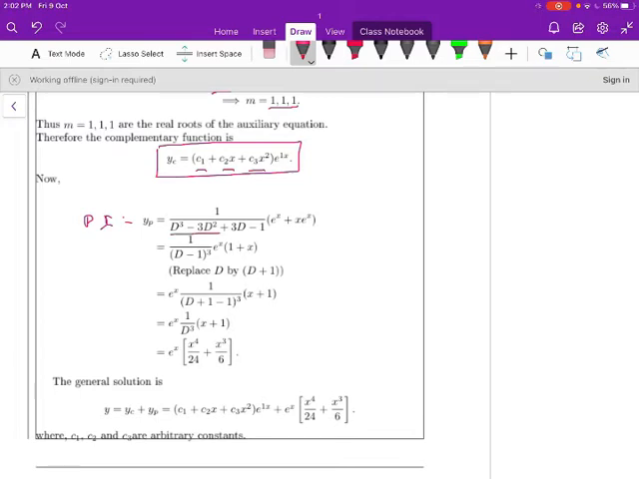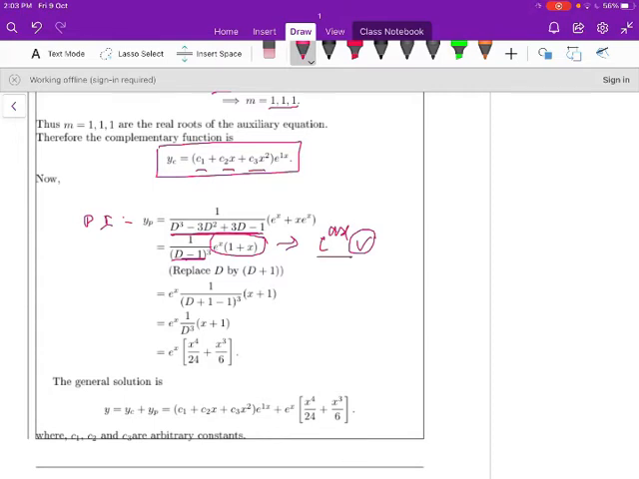So PI is equal to 1 by D cube minus 3D square plus 3D minus 1 into x e power x plus e power x. D cube minus 3D square plus 3D minus 1 can be written as D minus 1 whole cube, and e power x is common, so e power x into 1 plus x. So this is the form of e power ax into v, the fourth case, where v is a polynomial here. A is equal to 1 here.